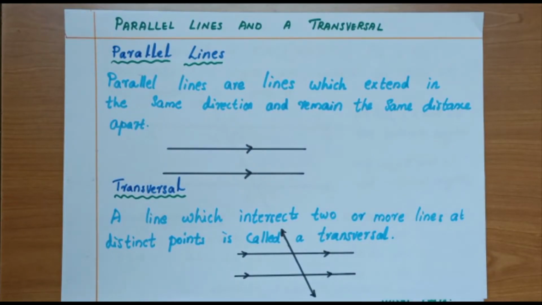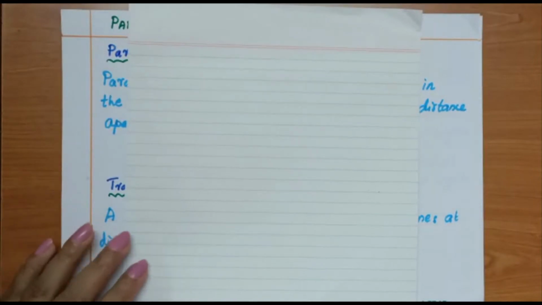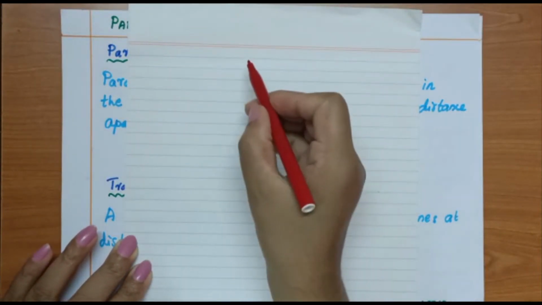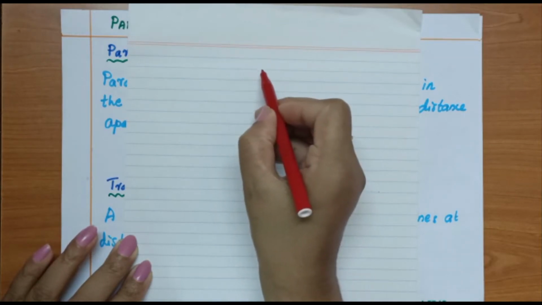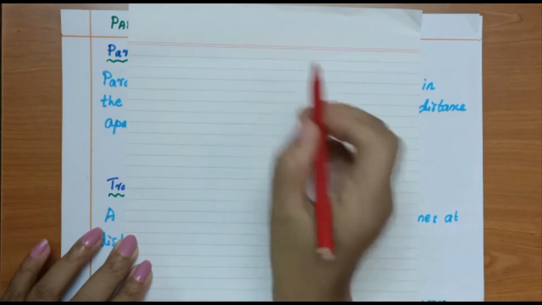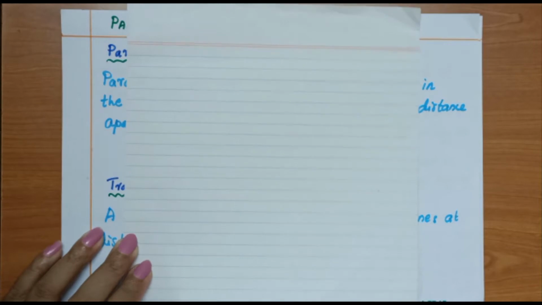For example, railway tracks. Railway tracks are a good example of parallel lines. Another example is lines on a ruled paper. There will be many lines on this ruled paper. When we take any two lines from there, these two lines keep the same distance, and they will never meet, and they will never touch, however much we extend them.